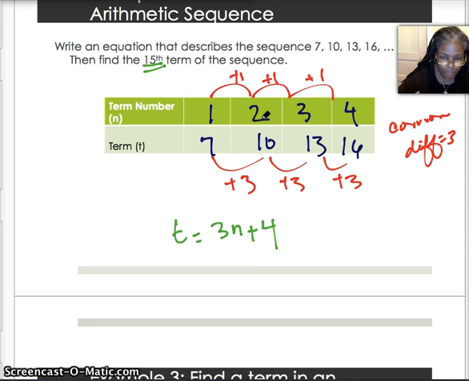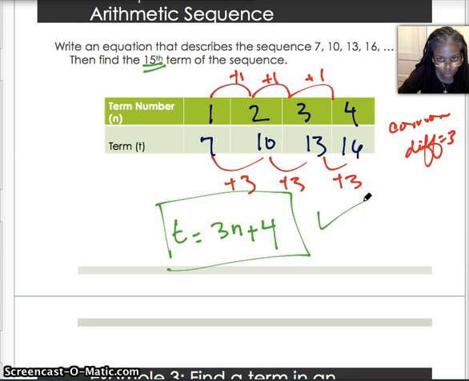I made it work for that one, but I can't say that this is true until it works for every one. 3 times 2 is 6. 6 plus 4 is 10. 3 times 3 is 9. Plus 4 is 13. 3 times 4, you get it, right? So we see it work. So now I can be confident that this equation is what I need it to be.